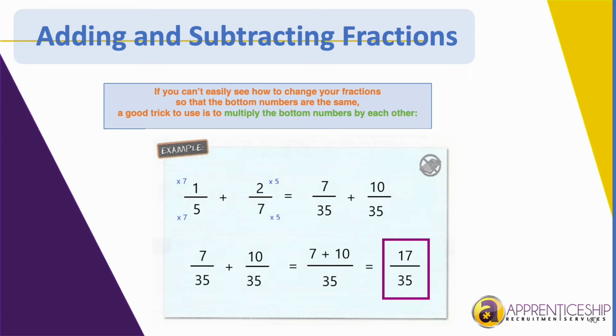Sometimes it's not as straightforward. So 1/5 and 2/7. There's nothing I can do to get this to a 7, and there's nothing I can do to get this to a 5th.